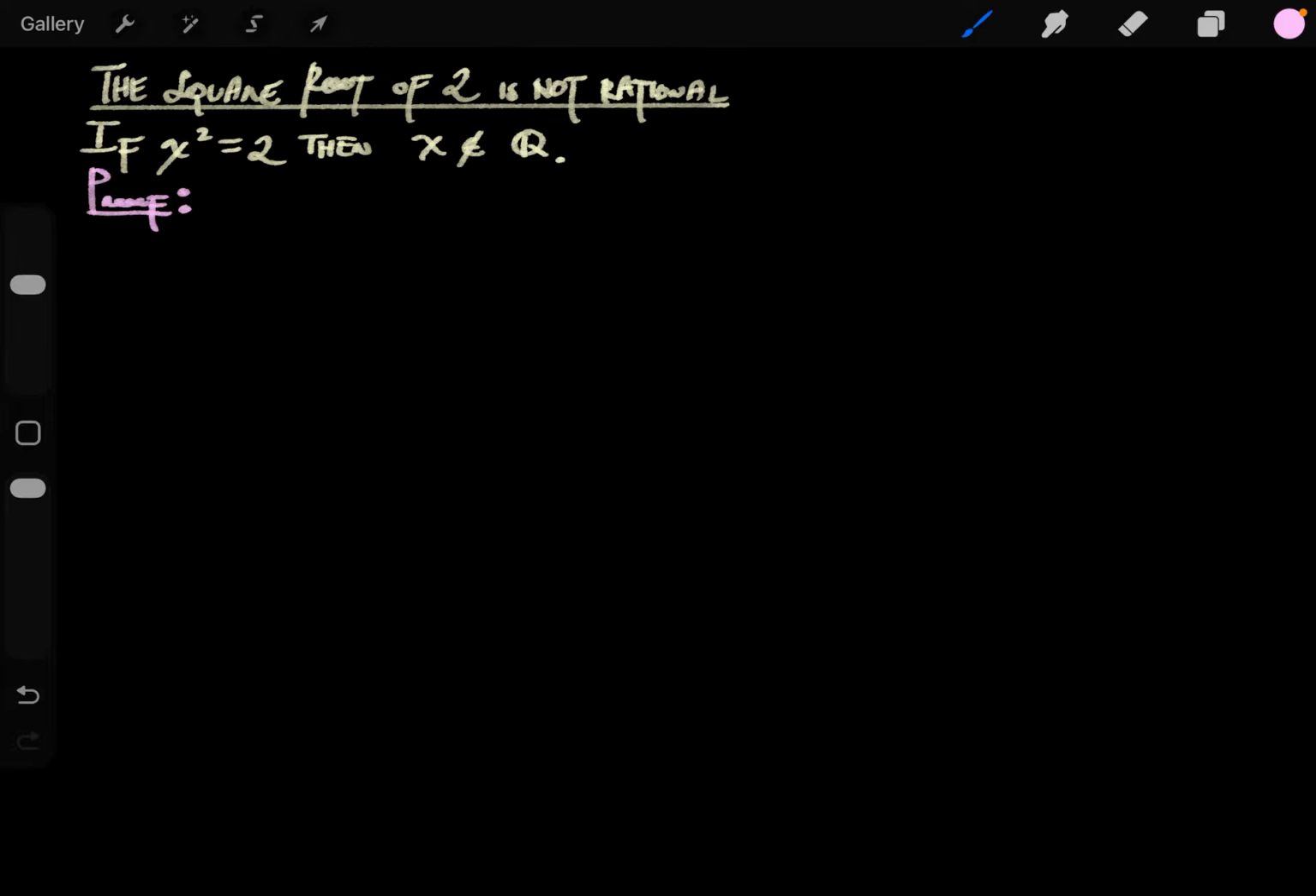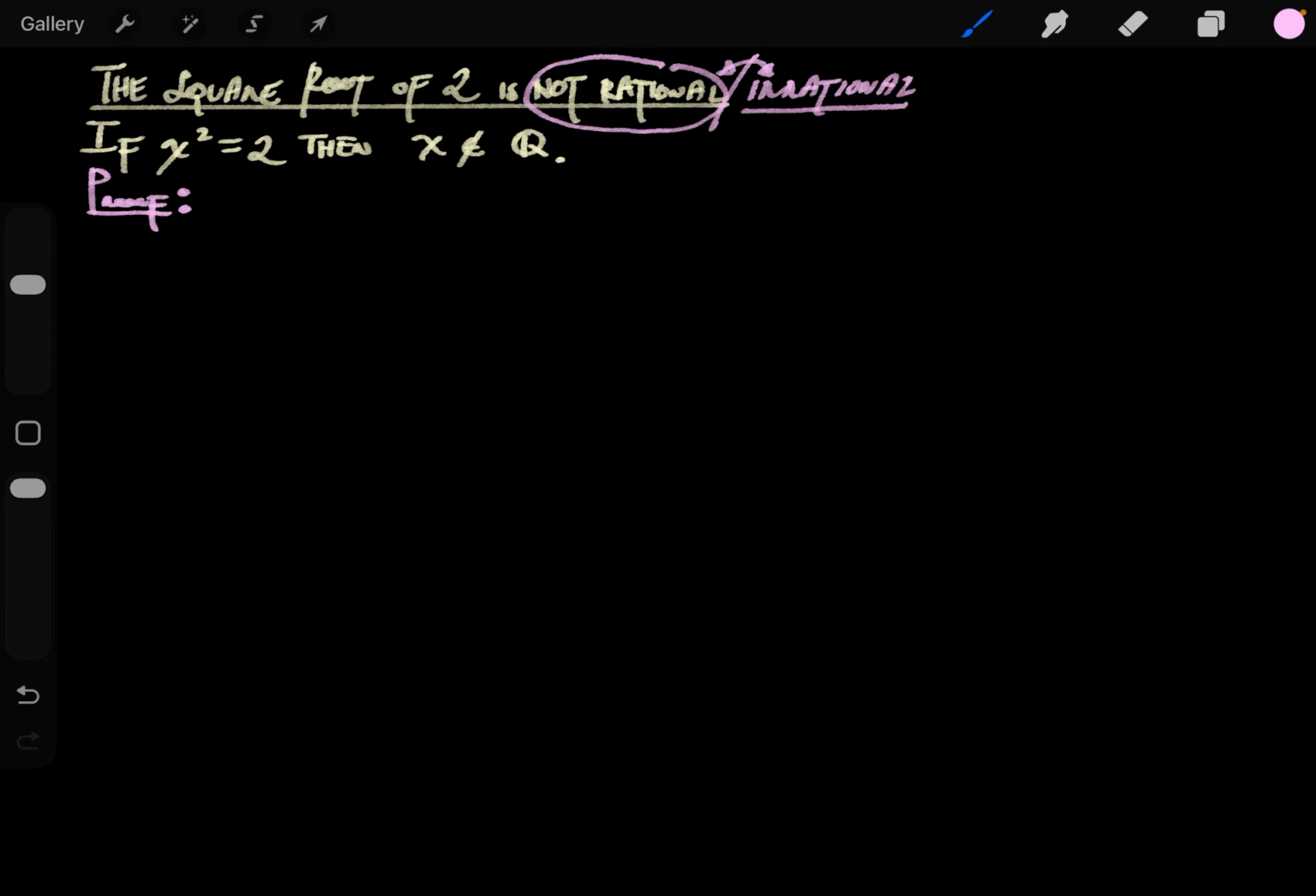Okay, so we're going to prove that the square root of 2 is irrational. So we could write it as irrational, right? Not rational, irrational. And we're going to state it like this.